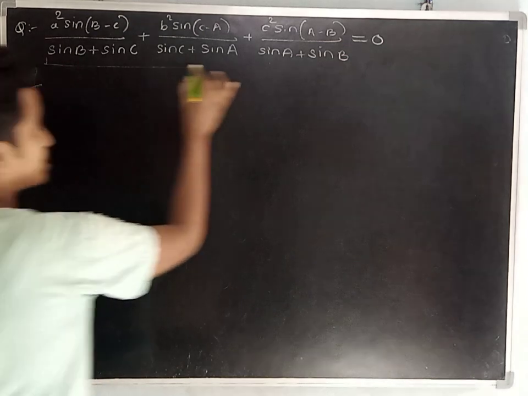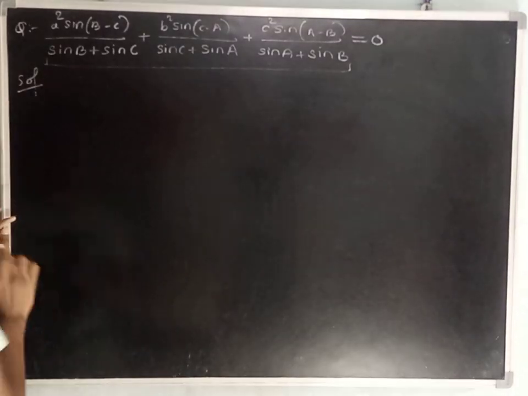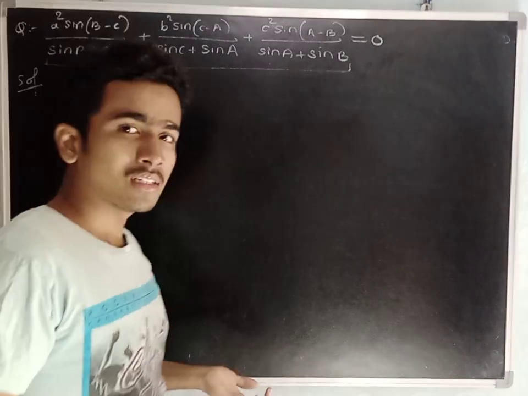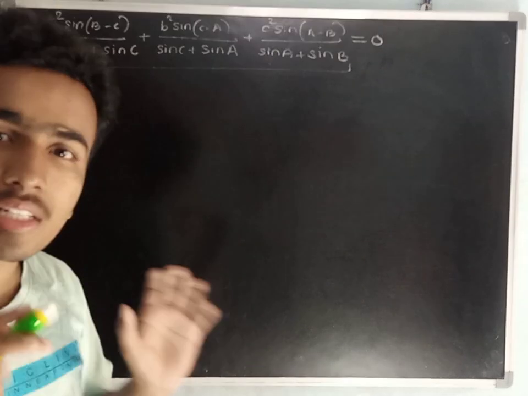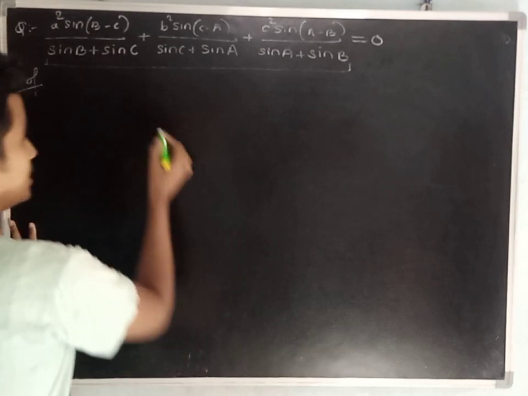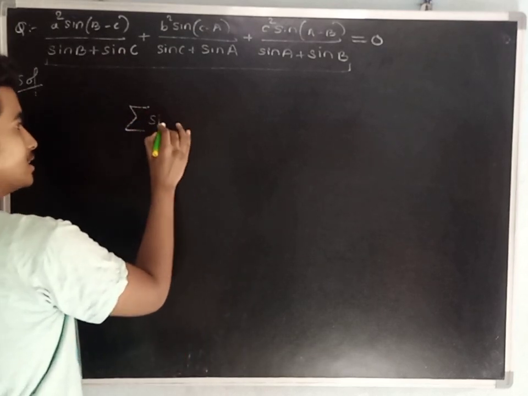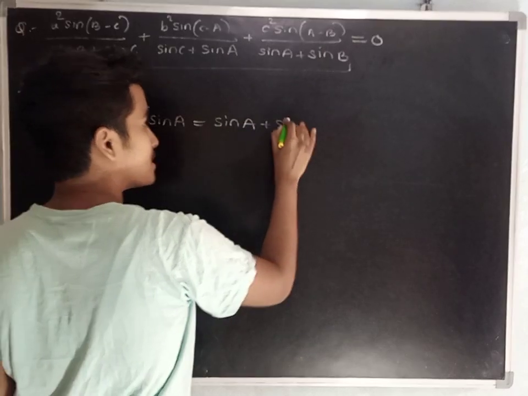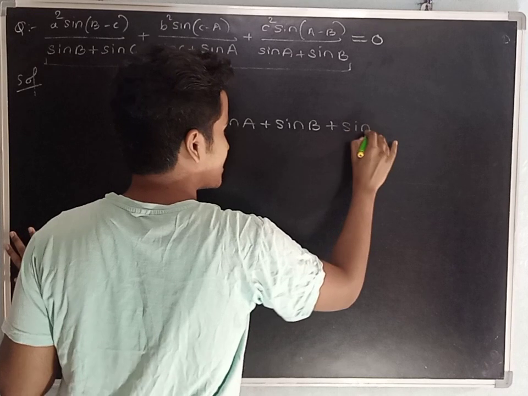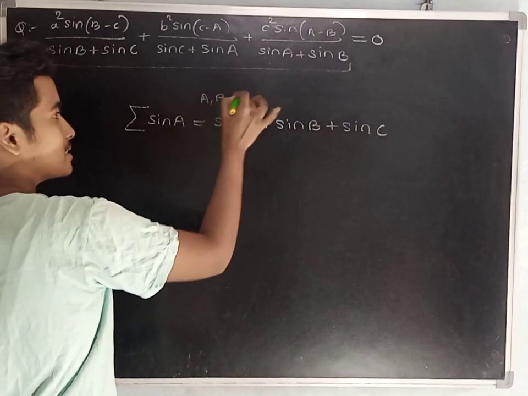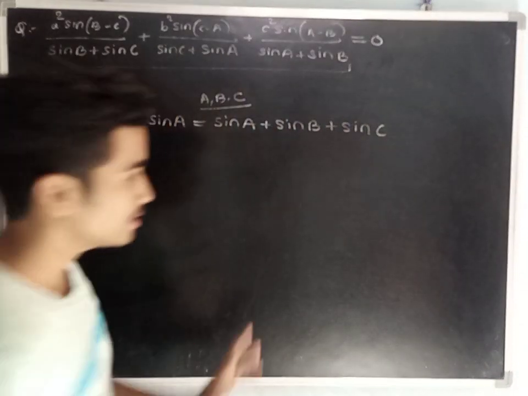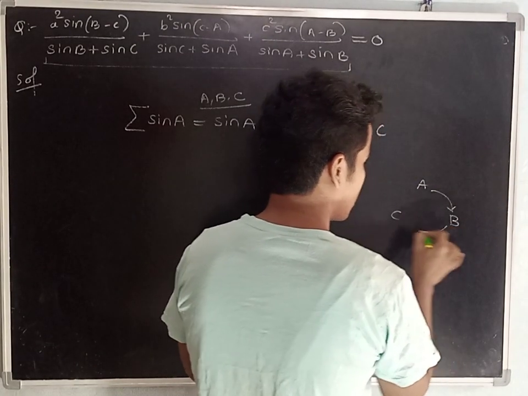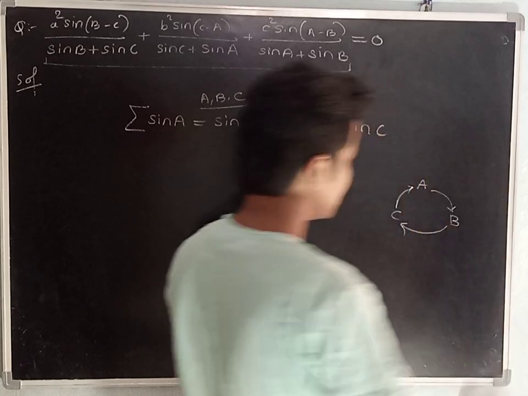Before discussing this question, in previous videos we have discussed the topic of notations. In notations I have said that sigma sine a is nothing but sine a plus sine b plus sine c, given that a, b, c are the three angles. In this we need to follow a simple rule: a to b, b to c, c to a.